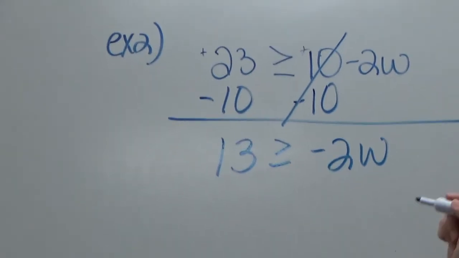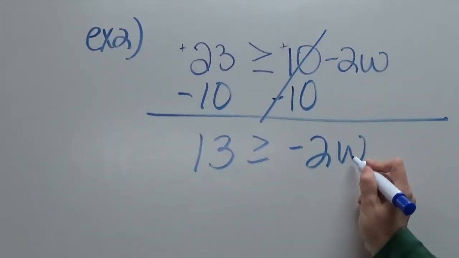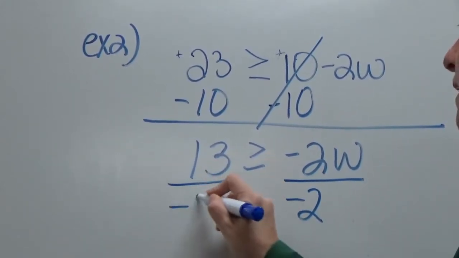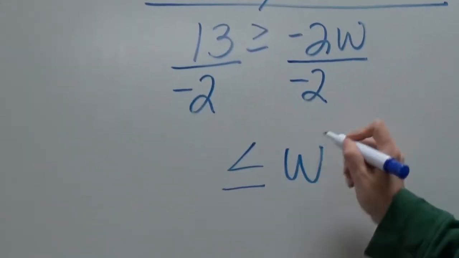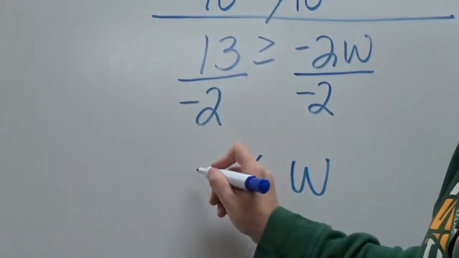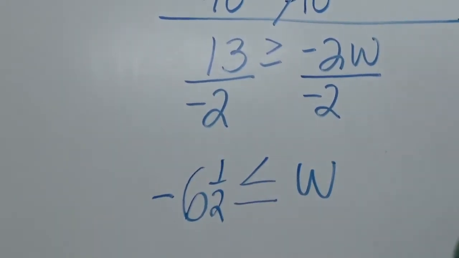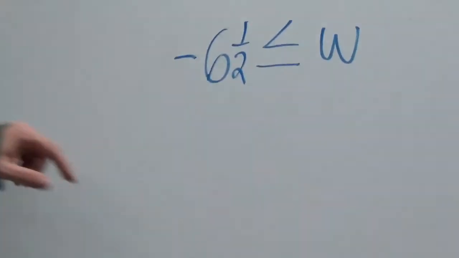Okay, again, this is going to test you to see if you know what the rule is. If I have w being multiplied by a negative 2, I'm going to divide by a negative 2. What happens? The sign flips. Okay, 2 goes into 13 6 times and a half. Okay, so here we go. Now, your tendency is to want to go to 6.5.